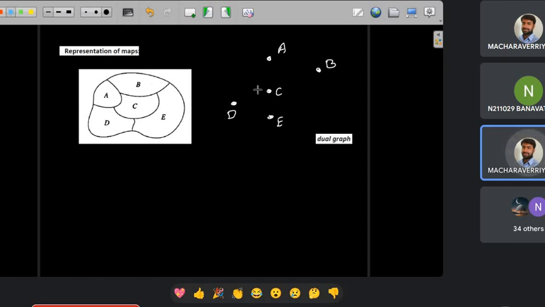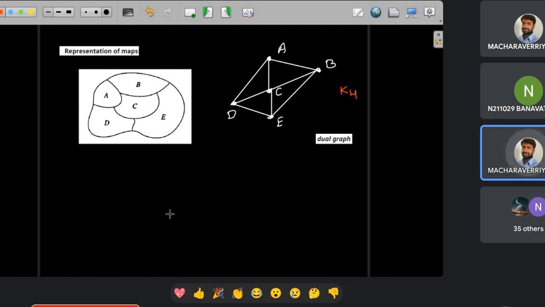Now C is adjoined to all, right? So let me establish connections here. How about A? A is adjoined to B and D. And D is adjoined to E and A. And E is adjoined to B. So what we have here is the graph K4. So the graph here is K4.